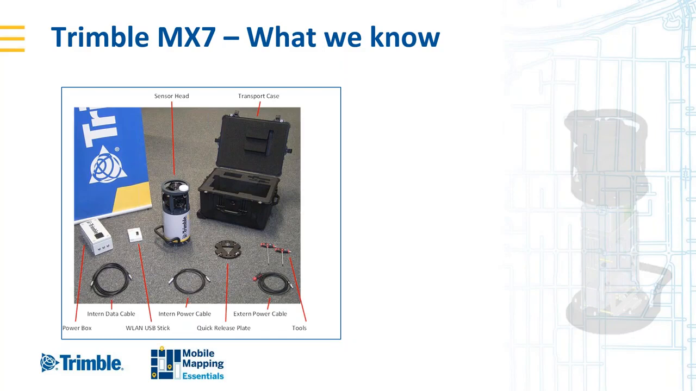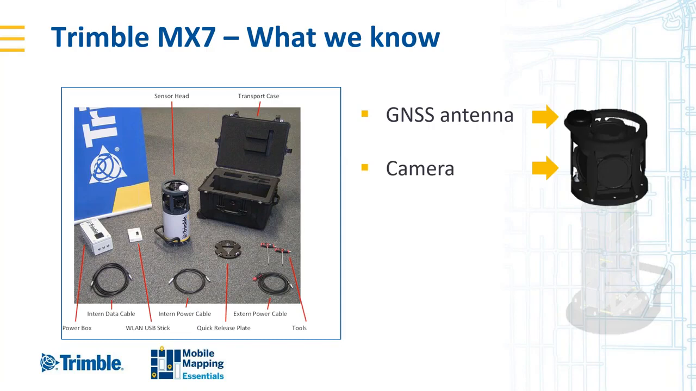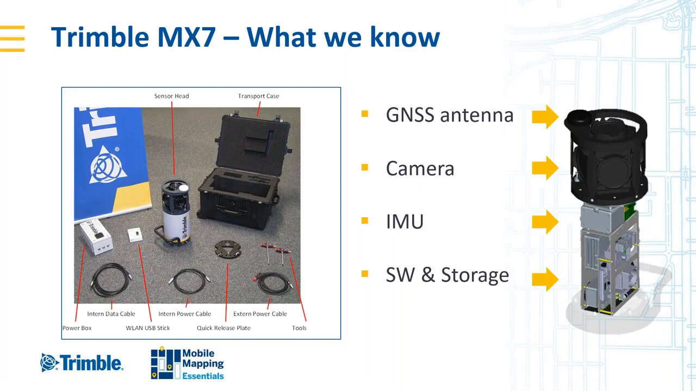So what's in the box? The sensor itself has the GNSS antenna on top. Then it has the 360-degree camera. We have the IMU inertial system. And then we have our storage and software in a PC. So it's completely self-contained, if you like. There's no need for computer racks or any of that kind of stuff. Basically, just about everything you need is in the MX7 sensor head itself.